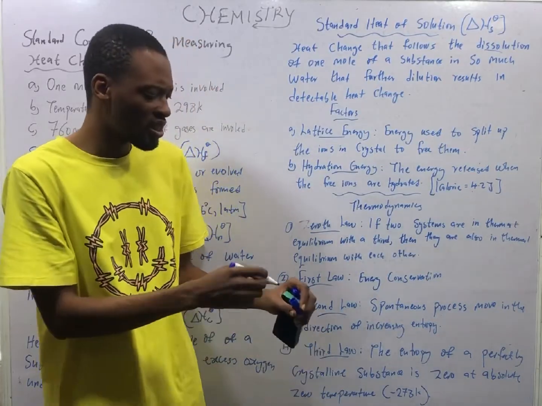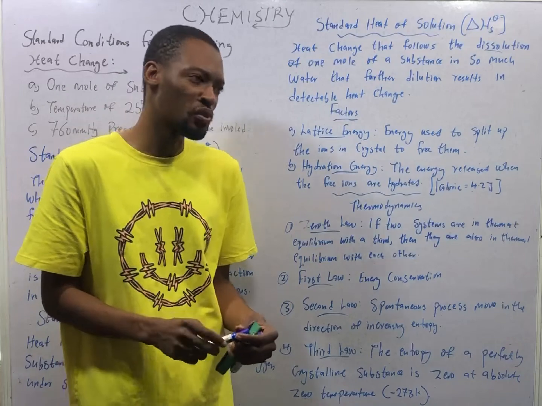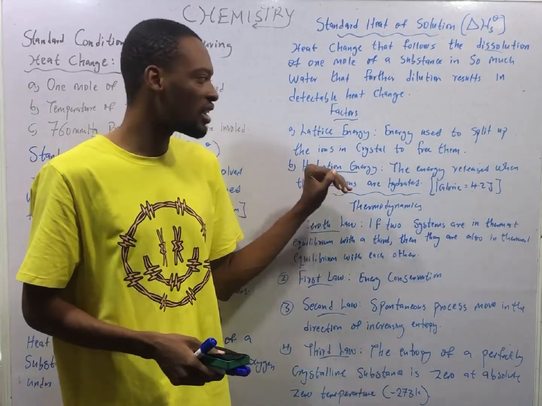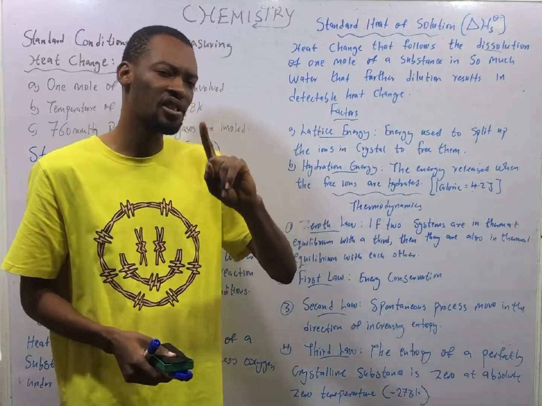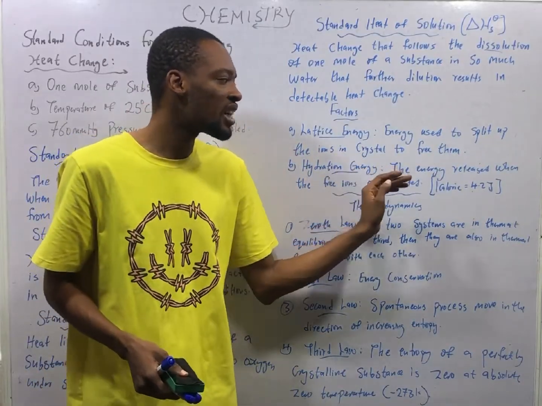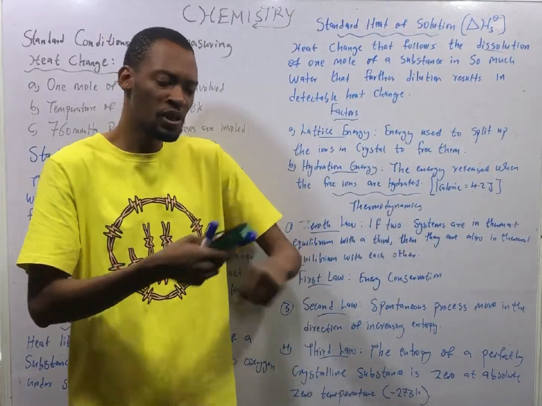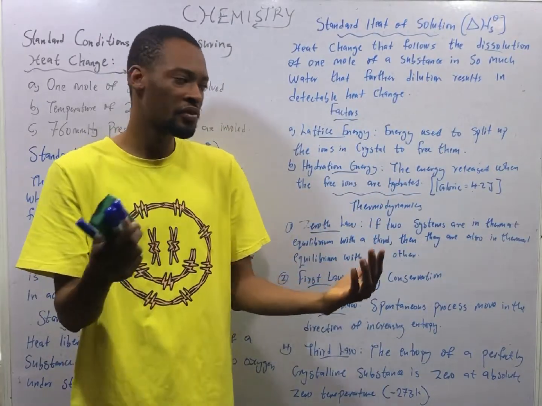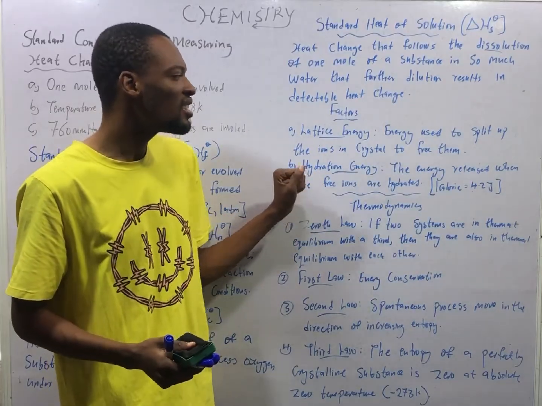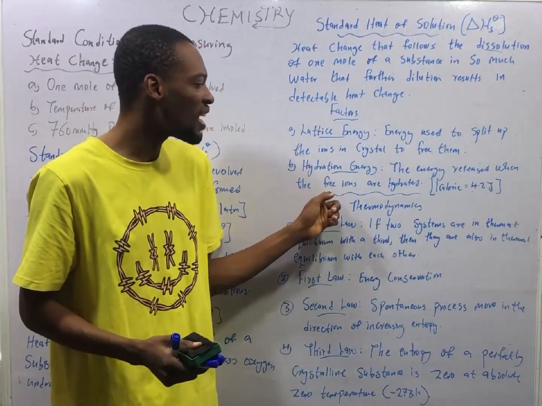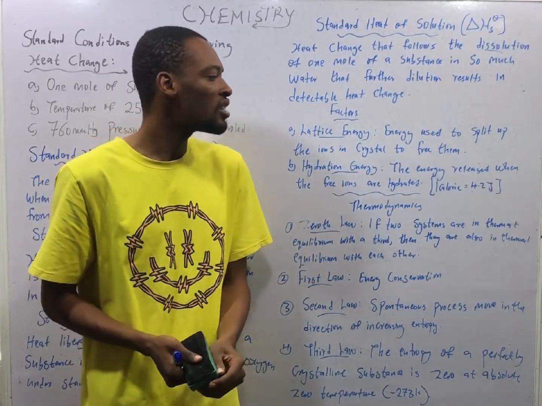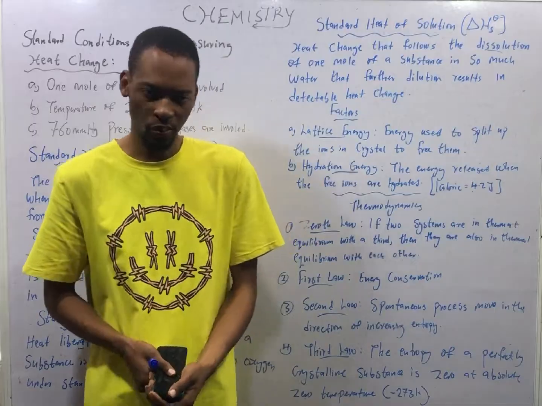And there are factors that affect the standard heat of solution. They are the lattice energy and hydration energy. Lattice energy is the energy used to split up ions in crystal to free them. So split up the ions in crystal so that they become free. That is lattice energy. Hydration energy is the energy released when the free ions are hydrated. And take note that 1 calorie is 4.2 joules.